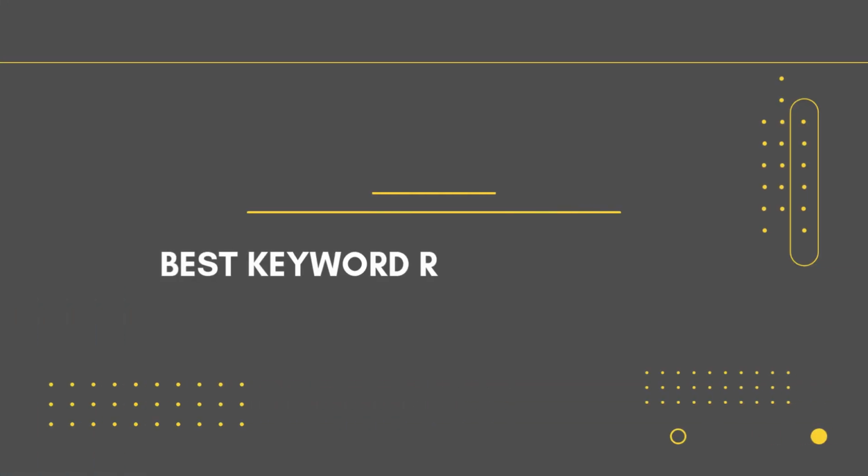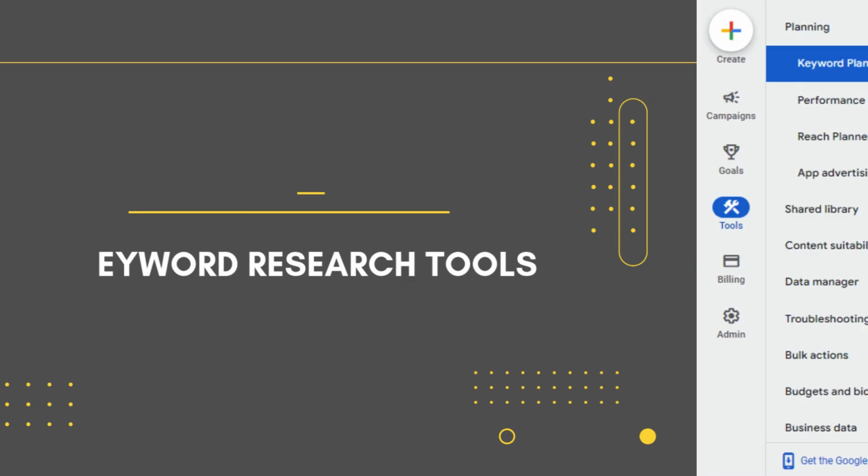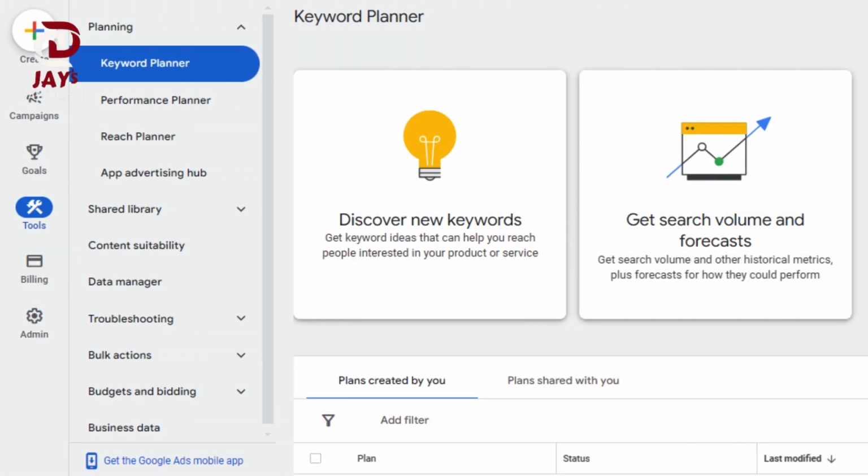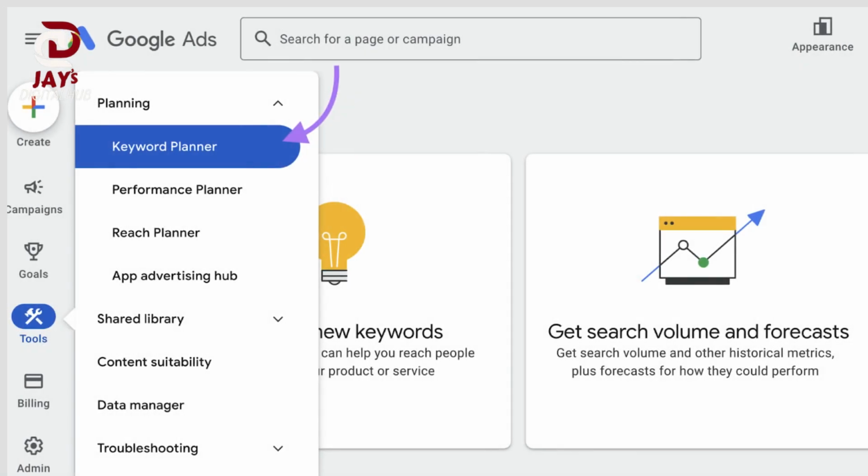Now, let's get into the really fun part. Discover the best keyword research tools that save you time. First, we have Google Keyword Planner. It's perfect for beginners. It shows search volume and competition. It's free and connects directly to Google Ads.